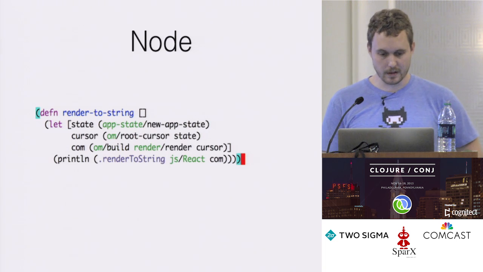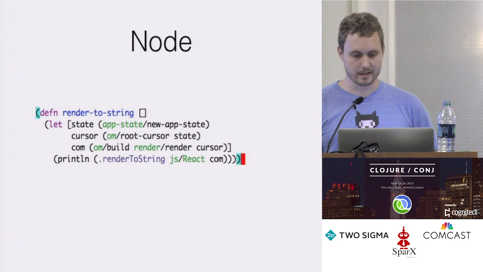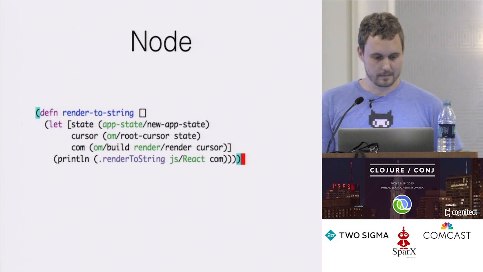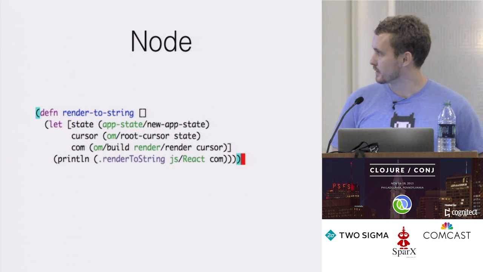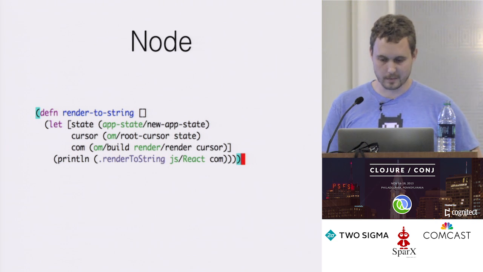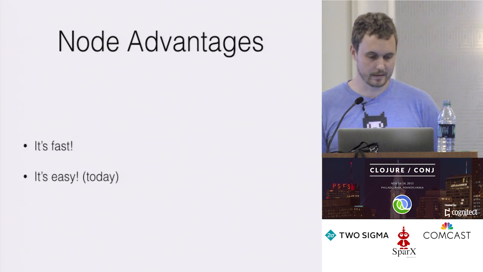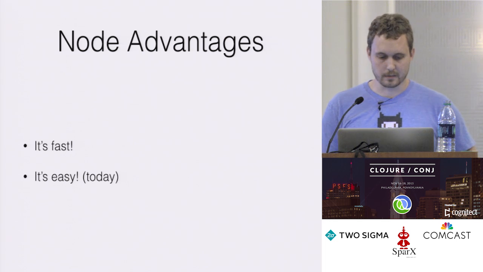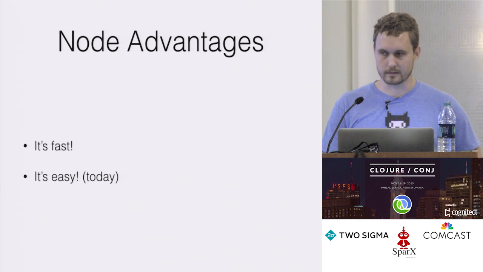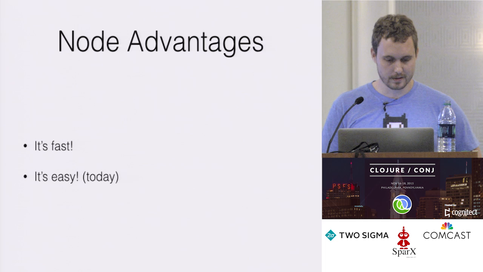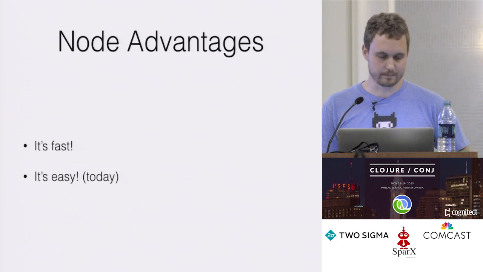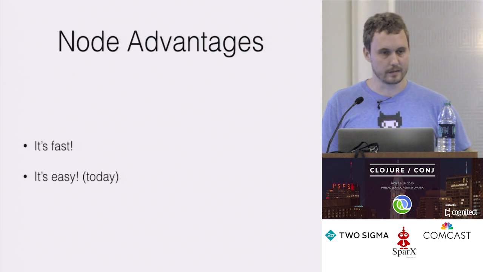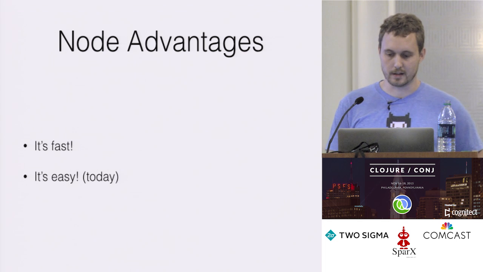So we have Node. Node is another JS engine. So we'll do this render to string thing. Careful readers will notice this is the exact same code, which is nice. So advantages, it's fast. It's easy to write today. I tried this a couple months ago, and it was not fun, but I tried it again last week when I was hastily preparing for this, and everything just worked now. So the Node ClojureScript support has gotten a lot easier to use.